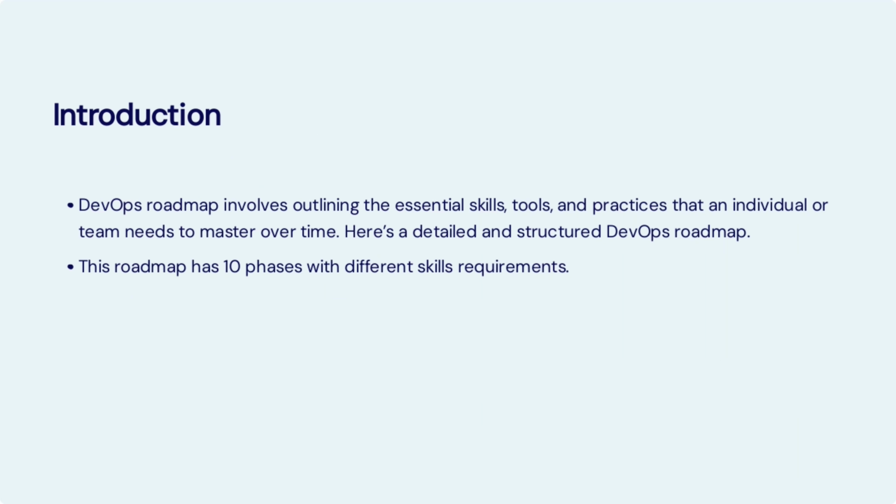A DevOps roadmap involves outlining the essential skills, tools, and practices that you need to master over time. Here is a detailed and structured DevOps roadmap. This roadmap has 10 phases with different skill requirements. These 10 steps will guide you to build a strong DevOps career from beginner level.